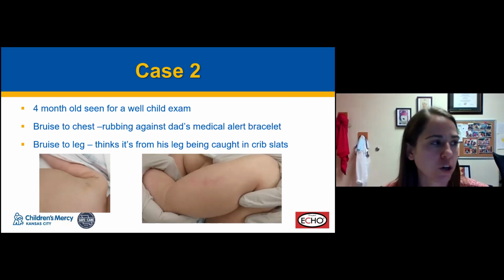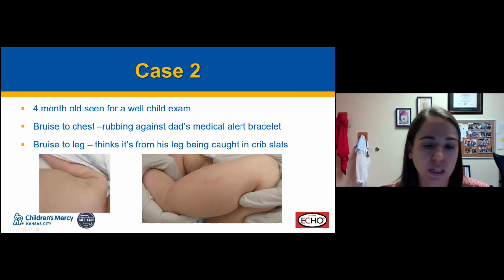And I have one other quick one. This was a 4-month-old seen for a well child checkup. During their checkup, the doctor noticed a bruise to the chest, and mom said, you know, I think maybe it's from rubbing or pressure. Dad has a medical bracelet, and when he holds the baby, I think it probably puts pressure on its chest. And then the baby also had a bruise to their leg, kind of a linear appearing bruise along here.